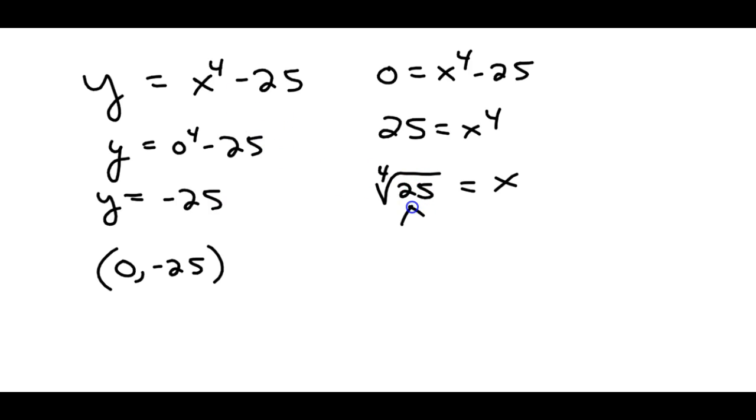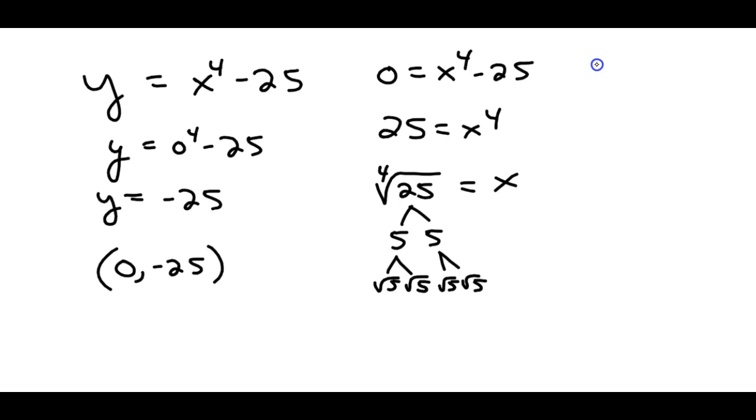Well, we know that 25 breaks down into 5 times 5, because the square root of 25 is 5. But 5 doesn't break down any further unless you look at this as being broken down into the square root of 5 times the square root of 5. That's one way you can look at it. So the 4th root of 25 is the square root of 5. And don't forget, you can have a positive or a negative value here.